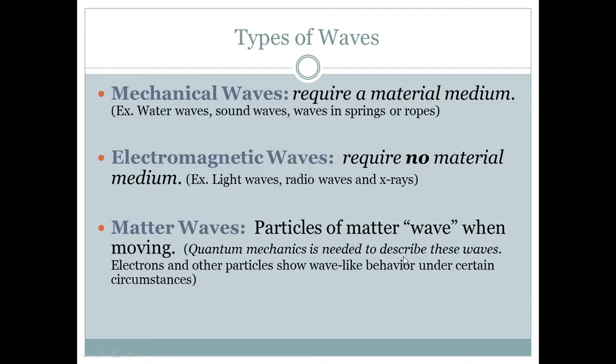Okay. There are three types of waves. We're only going to focus on the first one and a little bit of the second one, and the other ones are done later. So the very first type that we're going to talk about are mechanical waves. They require a material medium. Okay, so they have to travel through a medium. That means like water waves, sound waves, waves in springs or ropes, and so on forever. I can just go on about all the different places you can transfer energy through a medium as a wave.